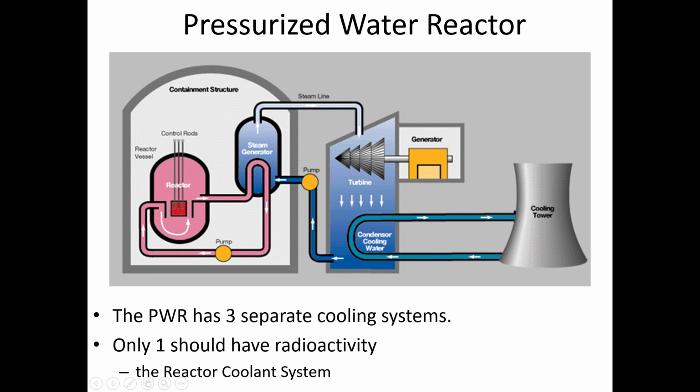A PWR has three separate cooling systems, as you can see in this setup. Out of these three cooling systems, only one should have radioactivity, and that is the reactor coolant system.